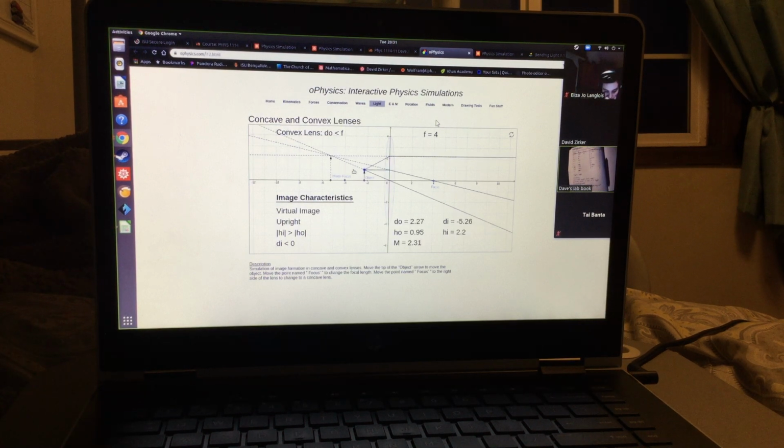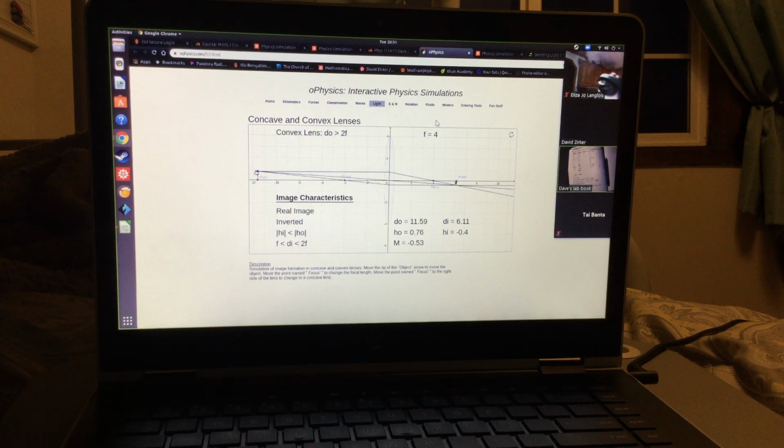So looking at that pattern, if we increase the object distance further, the image is going to get smaller again. Yep. And then if the object distance is really big, maybe we just don't even see the image. Yeah, the size approaches 0. It gets really, really little.